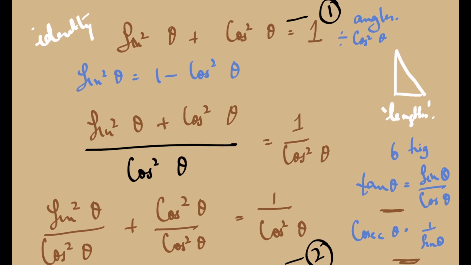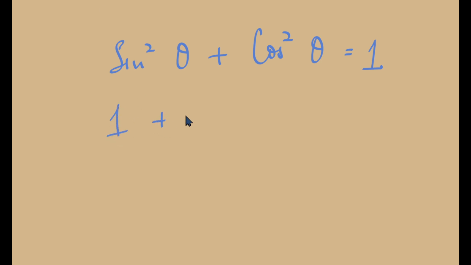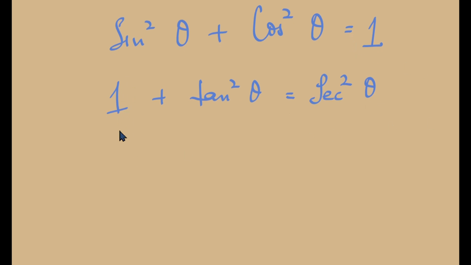So let me rewrite all of them one by one in a new page. The first one which we started with was this one, sine squared theta plus cos squared theta is equal to 1, and then we arrived at 1 plus tan squared theta is equal to 1 by cos squared theta is secant squared theta. So this was the second identity which we arrived at by dividing the first one by sine theta, and now the third one which we found was 1 plus cot squared theta is equal to cosecant squared theta.